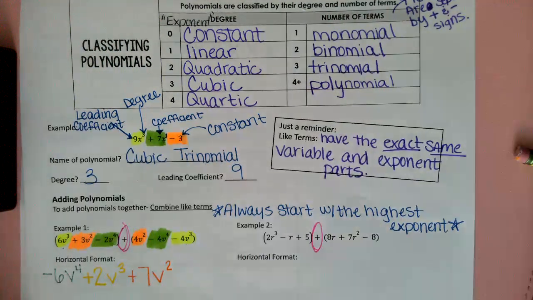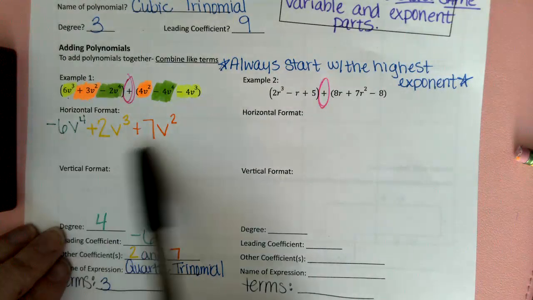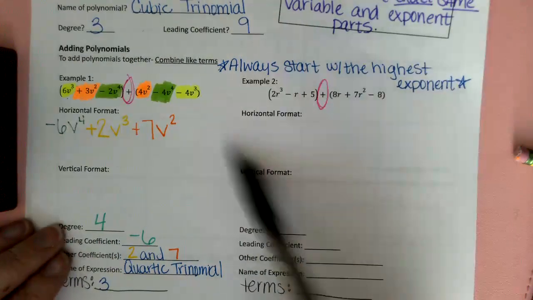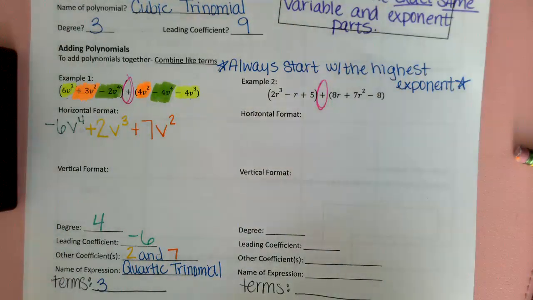Now, this is how we are going to do these. That's the horizontal method. Let's go ahead and try example 2 on the horizontal method, and then I'm going to come back and show you the vertical method. In my opinion, the vertical method gets a little messy. That's why I like the horizontal method.